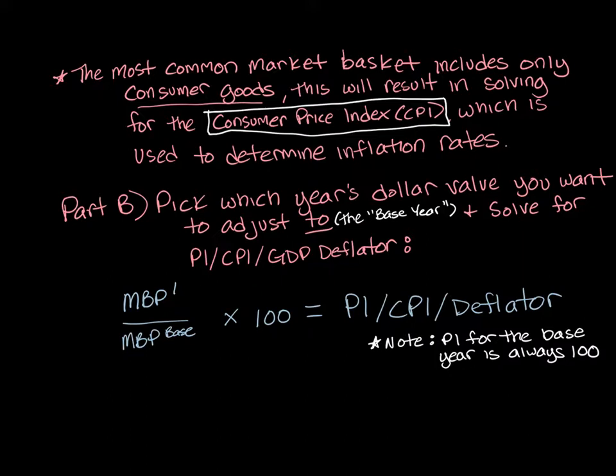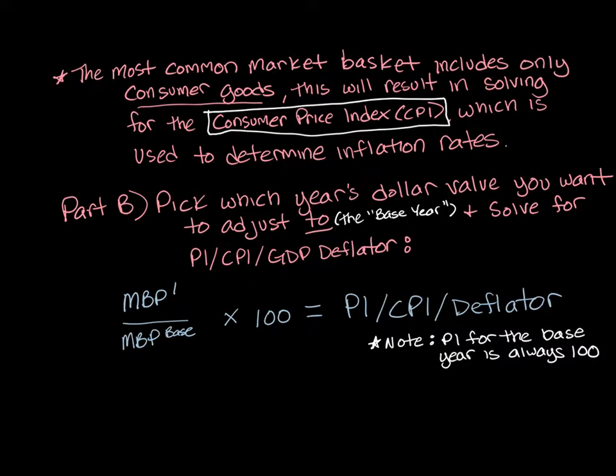So the one that we care about is called the consumer price index, which results from putting only commonly used consumer goods into the market basket. If I wanted to put the inputs of production into the market basket, I could get the producer price index, or I could solve for the wholesale price index. We're not going to do that for the purposes of this course. The only one that actually shows up on the AP exam is the consumer price index.